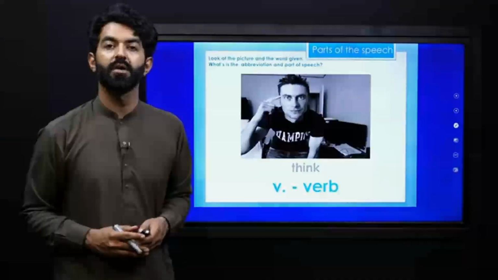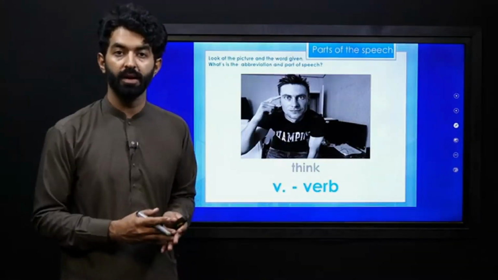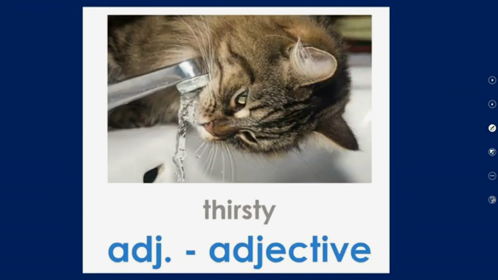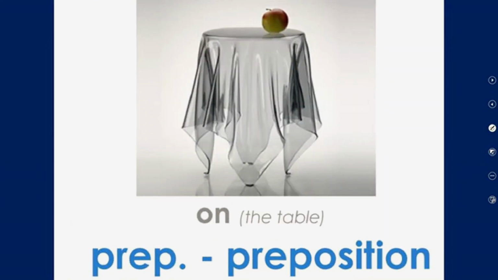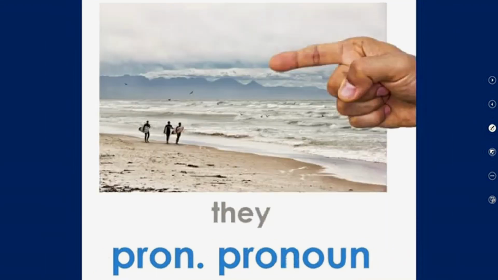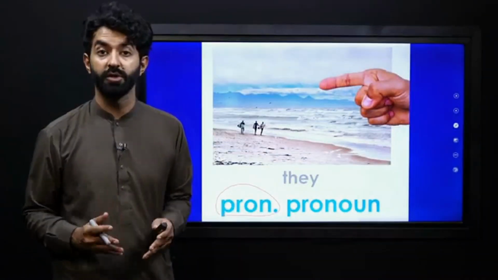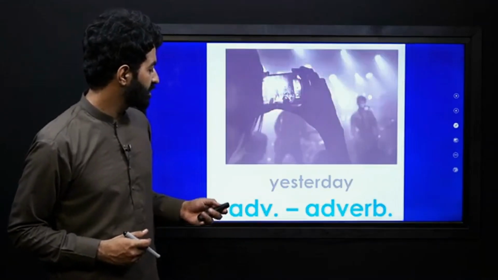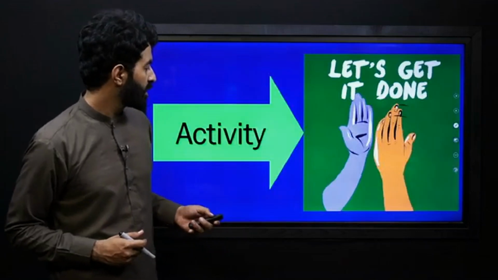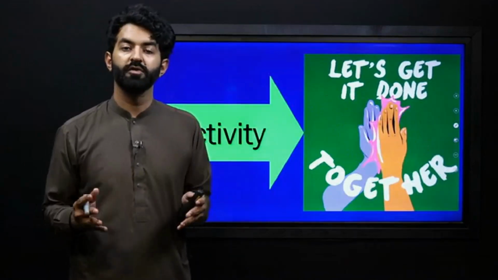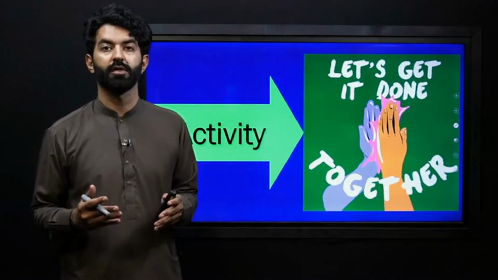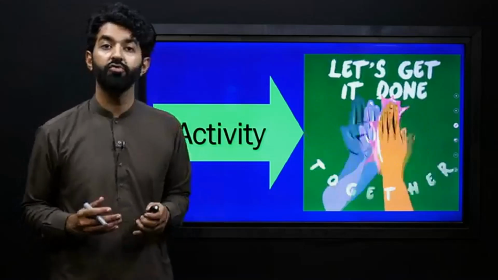Some more examples are here. You can pause the video and look them up thoroughly. Think is a verb. Also thirsty is an adjective. On is a preposition. They is a pronoun denoted by pron followed by a period or a full stop. So similarly, conjunction, interjection, adverb, and so on. So we have seen all the parts of speech's abbreviations and how we can identify them in the dictionary or thesaurus. We are going to do an interesting activity.